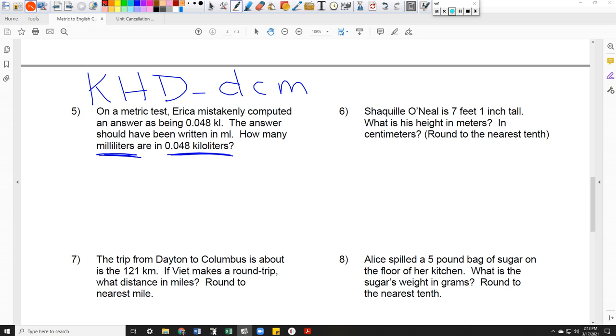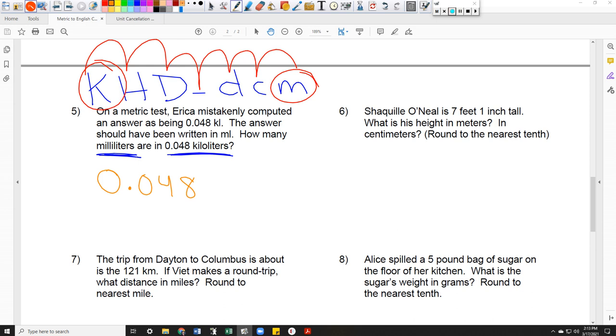So I've got to go from kiloliters to milliliters. What letter am I starting at? Big K. And where am I trying to get to? Little M. So which direction? Right. And it's going to be 1, 2, 3, 4, 5, 6. So what you could do is say 0.048. And here's what I'm going to do. Watch me roll. 1, 2, 3, 4, 5, 6.